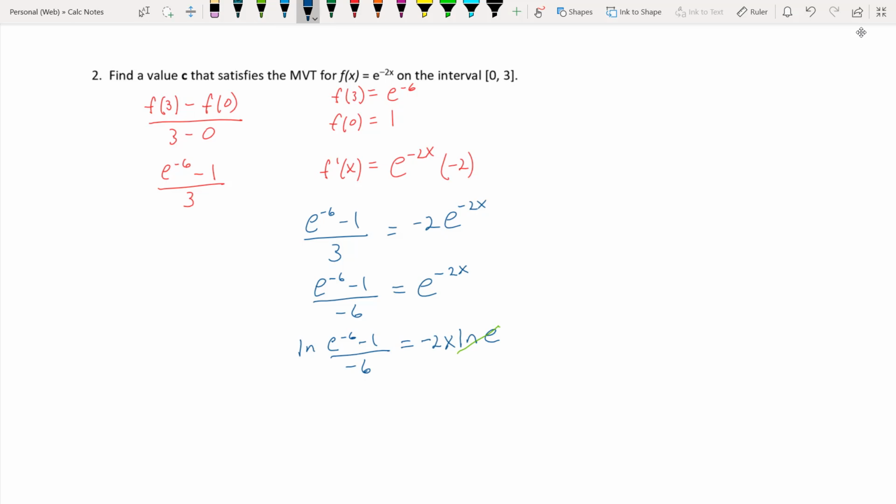And then I can divide this whole thing, or multiply. Maybe I'll multiply by negative 1/2 here. So I get x equals negative 1/2 times the natural log of (e to the negative 6 minus 1) all over negative 6. And if I carefully punch that into my calculator, I get x is approximately equal to 0.897, which does fit in the original interval of 0 to 3. All right?